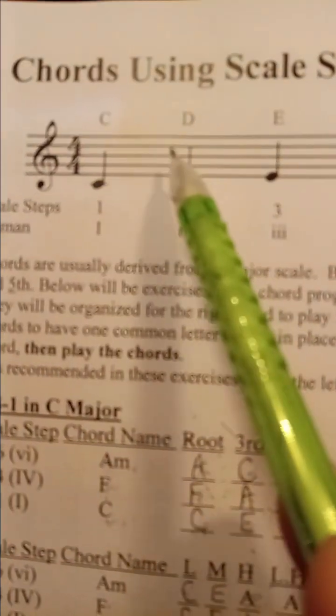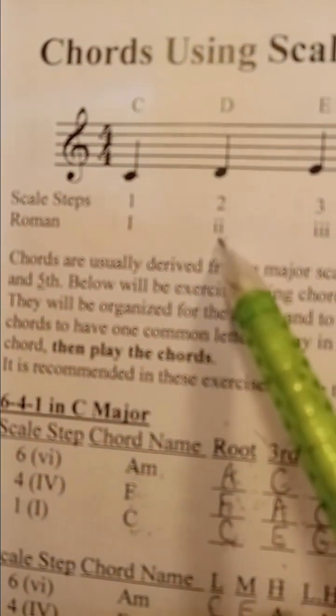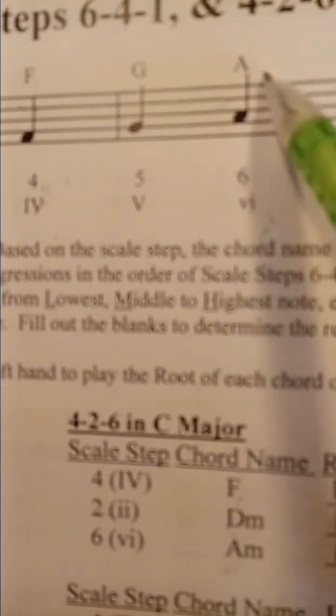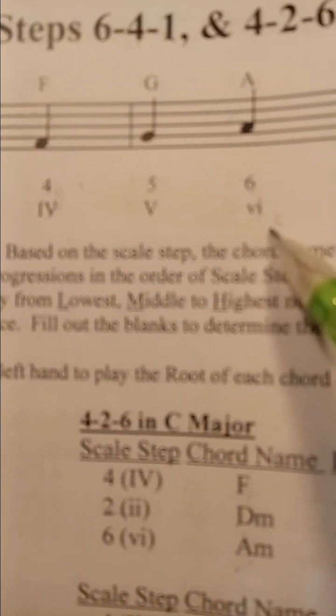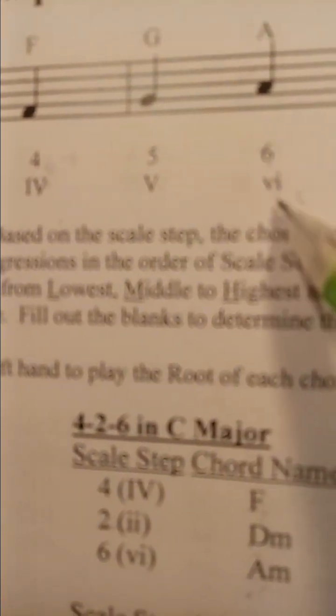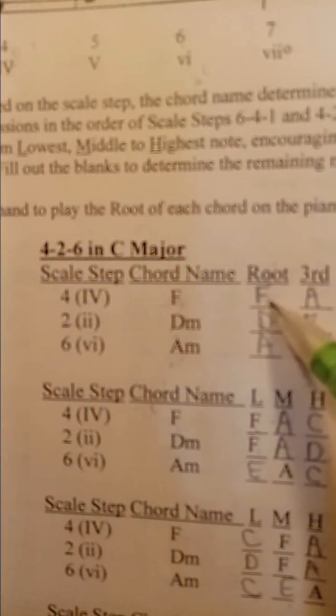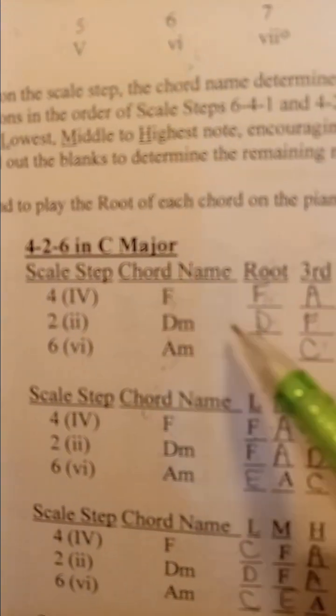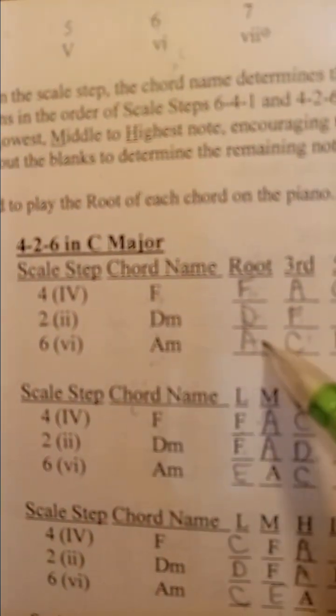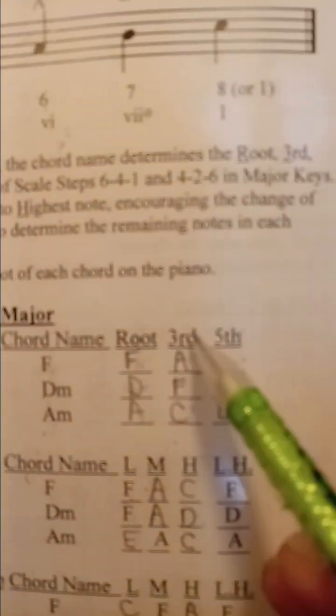The 2 chord will be a D, and since it's a minor, it'll be D minor. And the 6 chord will be A, and it'll be described as A minor. Once again, the capital letters will describe the root of the chord, so the root for the F chord is an F, for D minor would be a D, and A minor would be an A.